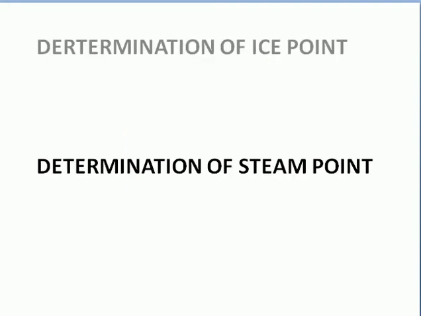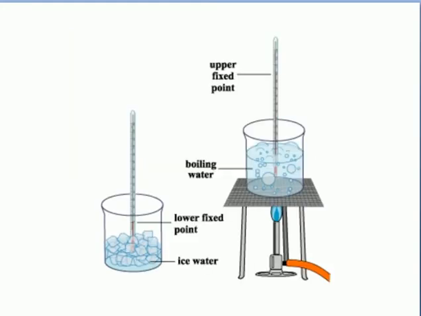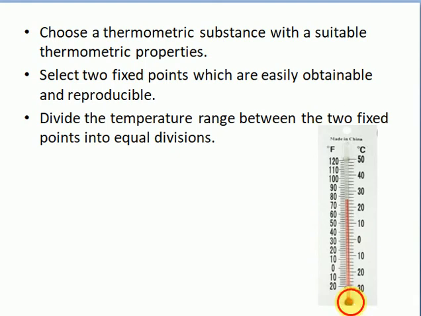So how can you determine the ice point? Determination of ice point. The bulb of the thermometer is immersed into a container filled with pure melting ice, in order to ensure good contact between the bulb and the ice. Which one is the bulb? This is the bulb. Is it clear?